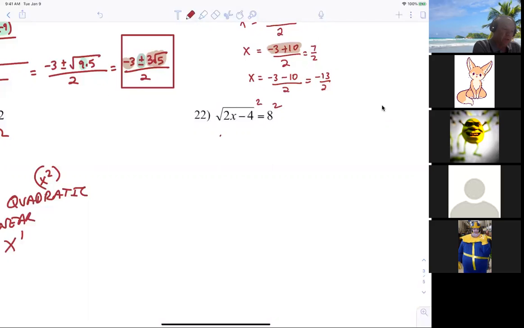So now I just get 2x minus 4 equals 64. Now I add 4, 2x equals 68. And so x is equal to 34. All right. Everybody feeling good about that?